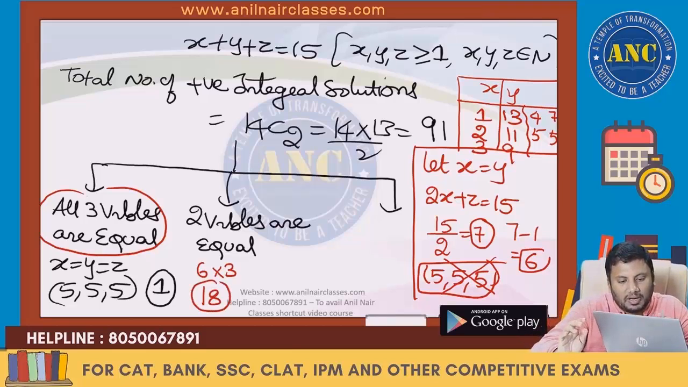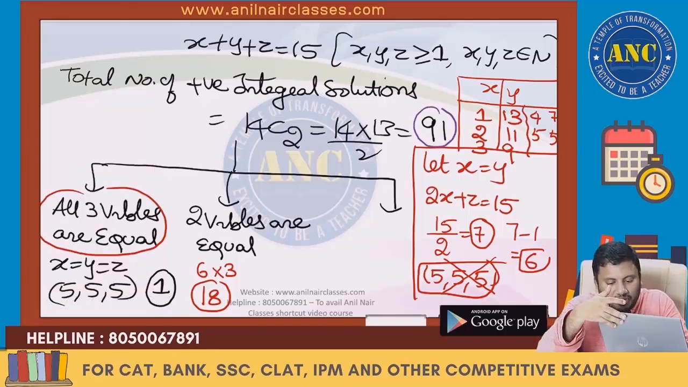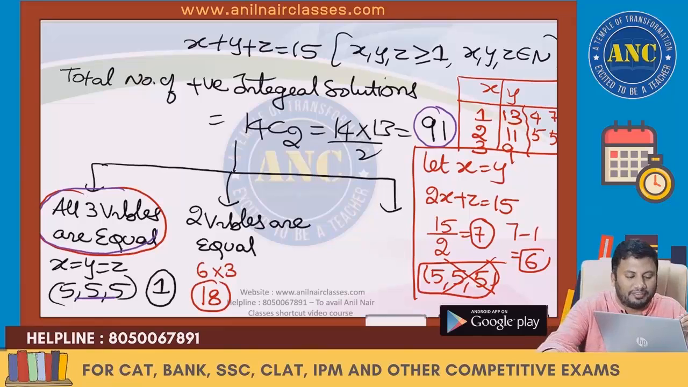Again, listen sir. X plus y plus z equals 15. The total number of positive integral solutions is 14C2, which is 14 into 13 by 2, which is 91. In those 91 solutions, there is the case where all the 3 variables are equal, x equal to y equal to z, so it is 5, 5, 5.